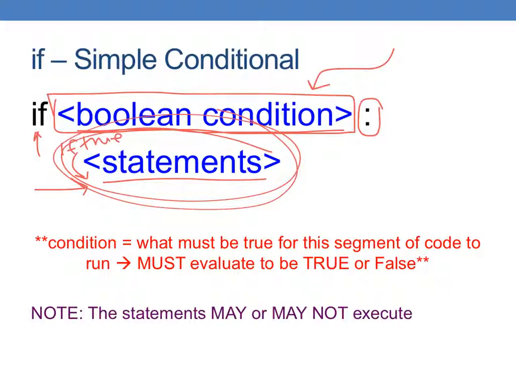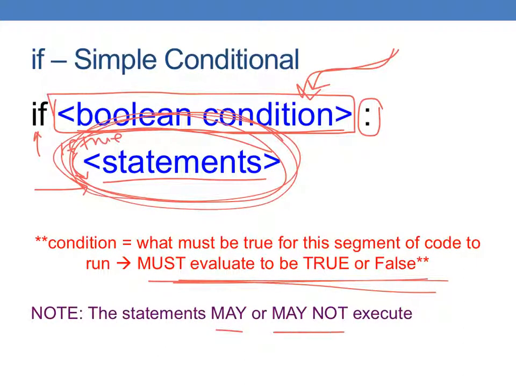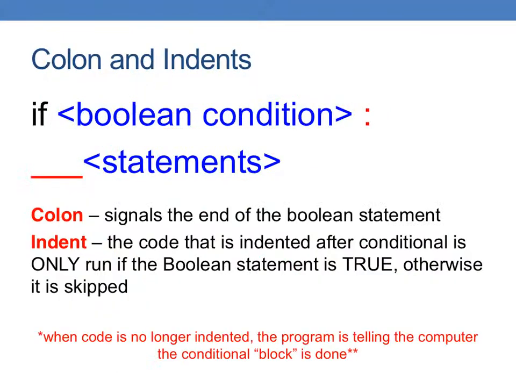Notice that this condition has to be a Boolean statement. It must be something that evaluates to true or false. The other thing to note here is that these statements may or may not run. It depends on the results of this Boolean condition. If the Boolean condition is true, these statements will run. If the Boolean condition is false, your program will skip all the way to below the if, and it will not run those statements and will keep going.